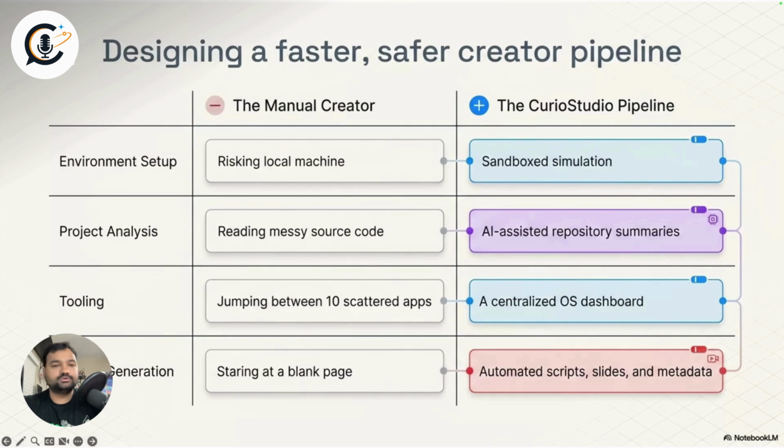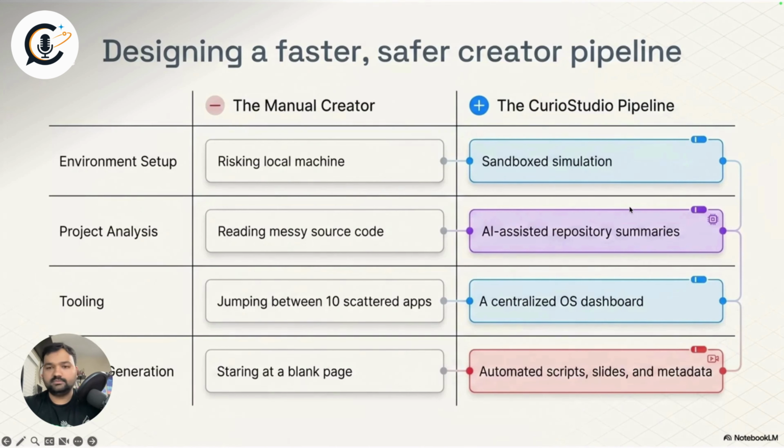The system should help summarize repositories, explain source code, and identify important files like the README, package JSON, source, docs, Prisma, and scripts. The third is produce content. Once the project is understood, CurioStudio should help you generate a video script, presentation slides, thumbnail ideas, and publishing metadata. So this is not just a tool, it's a workflow engine.